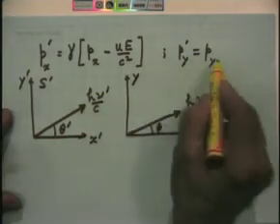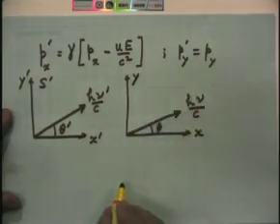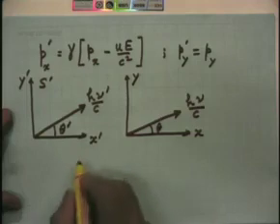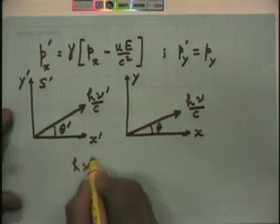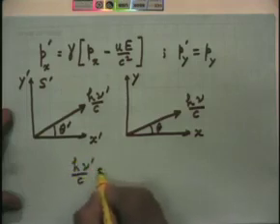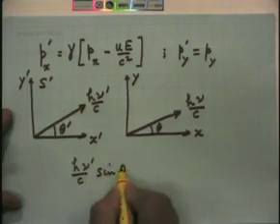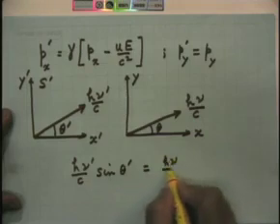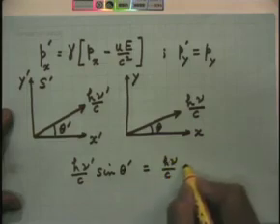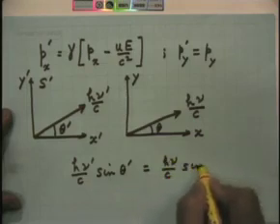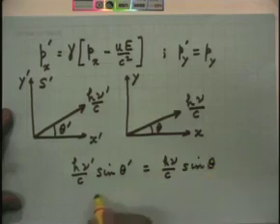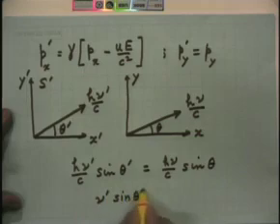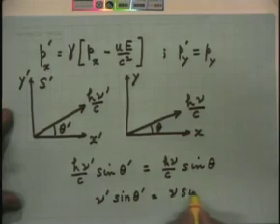Because p y prime is equal to p y, you will have h nu prime by c sin theta prime, this is the y component of the momentum, is equal to h nu by c sin theta. So, you will have nu prime sin theta prime is equal to nu sin theta.